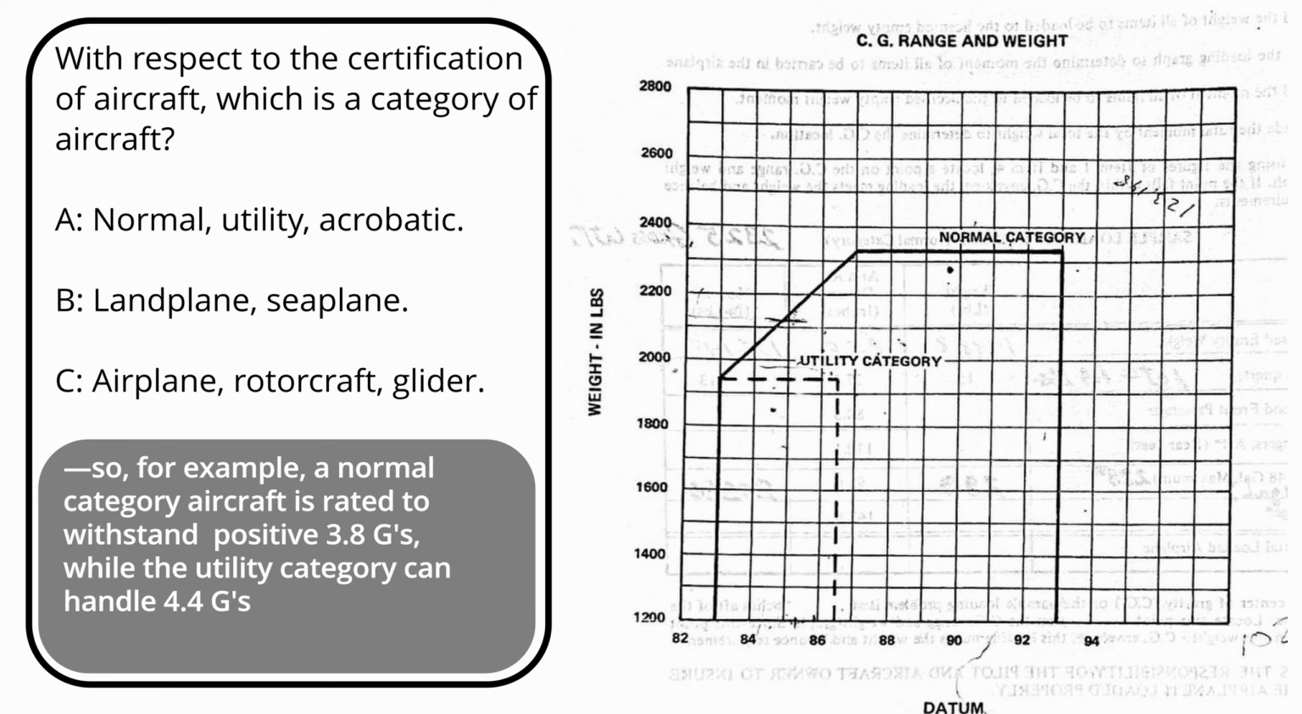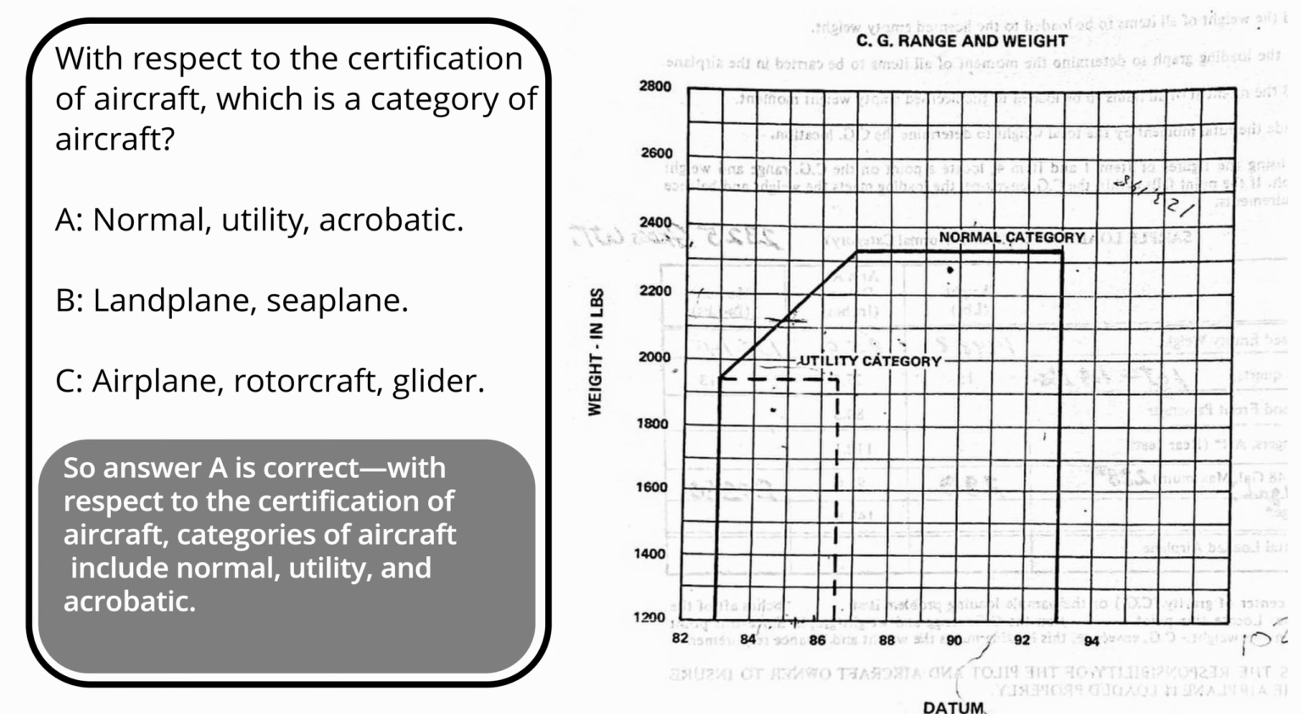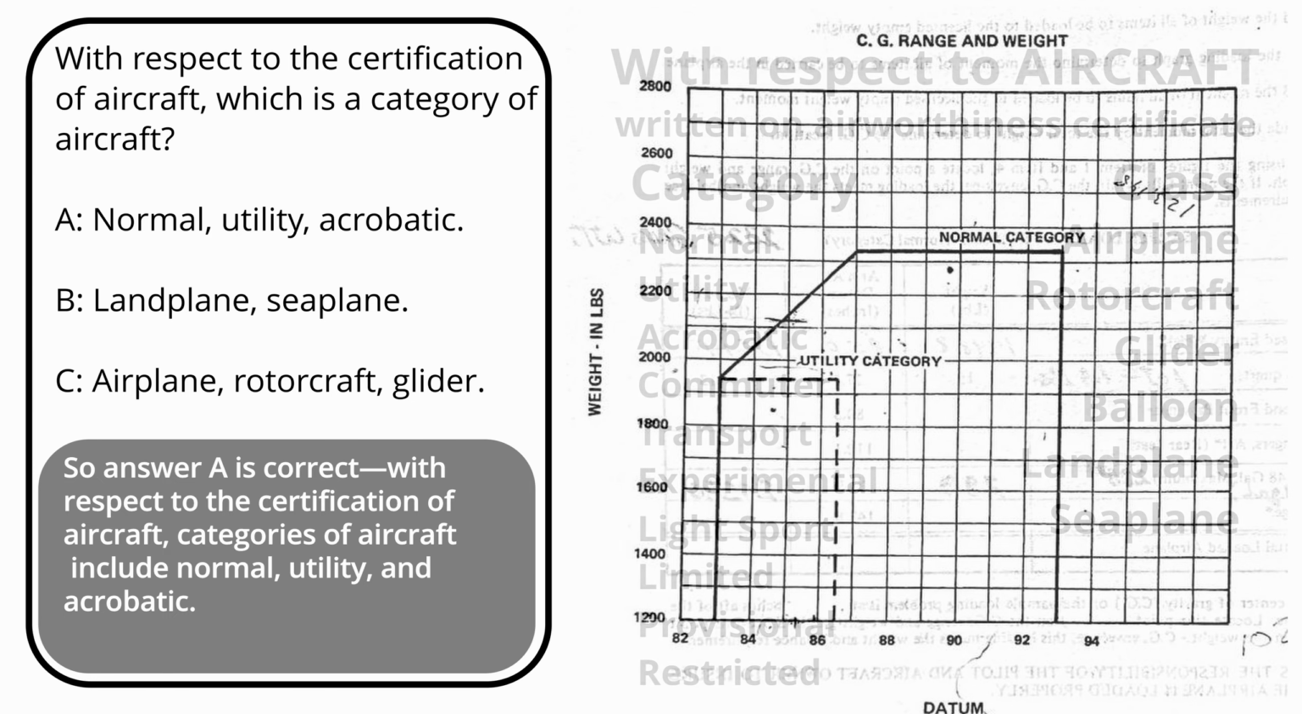So, for example, a normal category aircraft is rated to withstand positive 3.8 Gs, while the utility category can handle 4.4 Gs and an acrobatic certified aircraft can take 6 Gs. So answer A is correct. With respect to the certification of aircraft, categories of aircraft include normal, utility, and acrobatic.